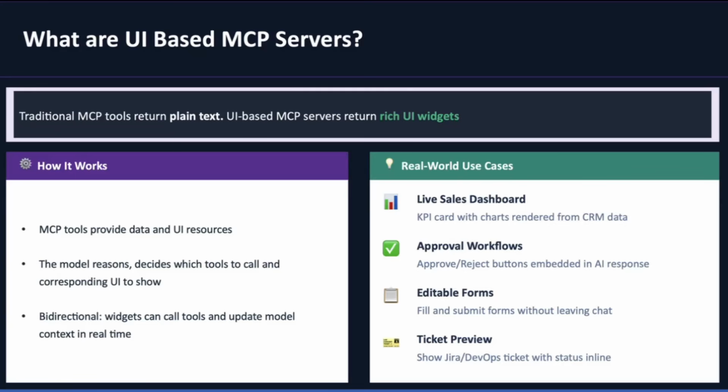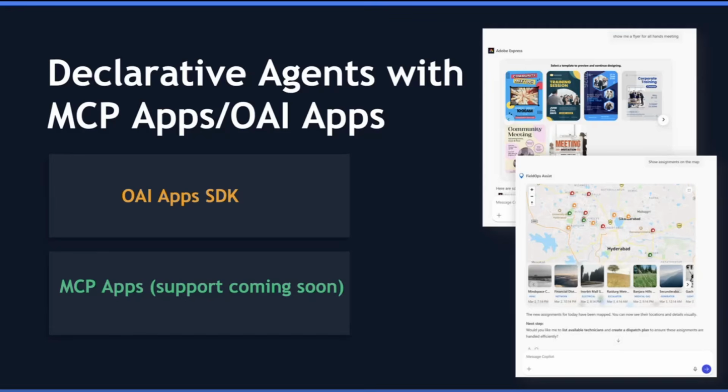Now, earlier this month, we announced OpenAI Apps SDK based declarative agents, now available in Copilot. We're also going to be having MCP apps pretty soon available in Copilot, which is great news because the world is getting smaller and smaller, because now you can build stuff that works with ChatGPT or works with Claude Code, and Copilot right here.